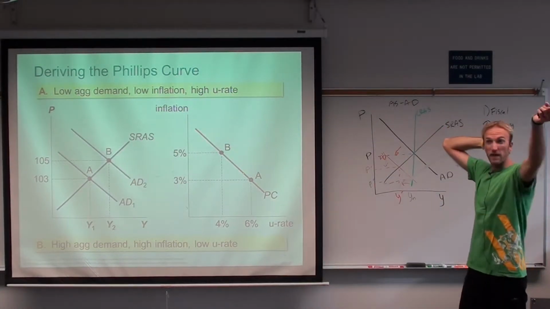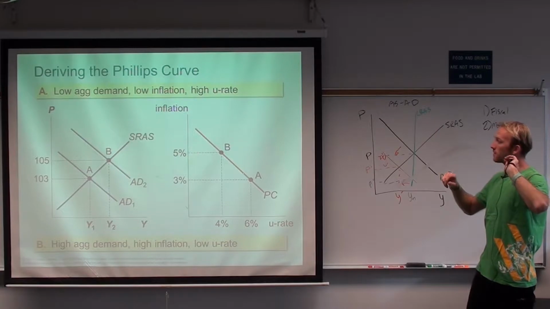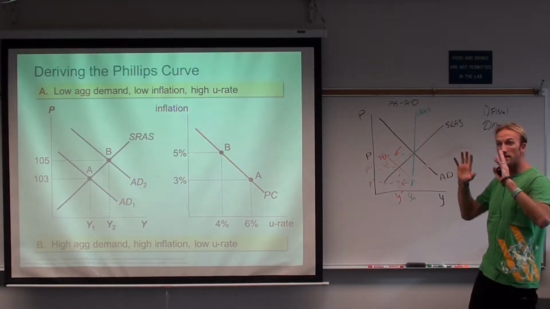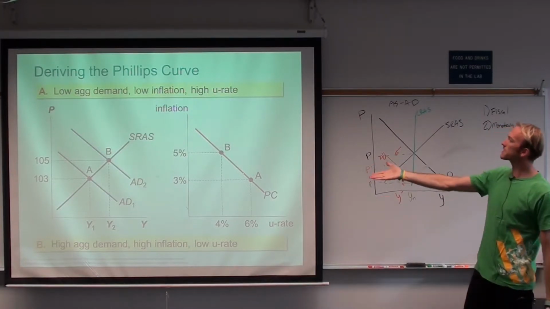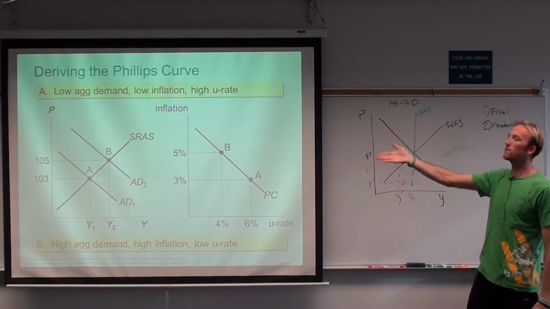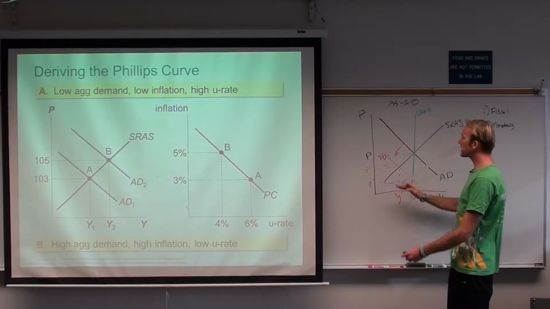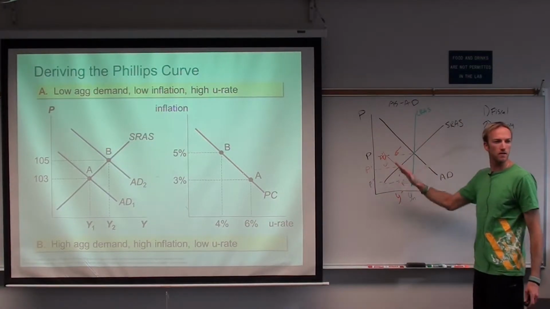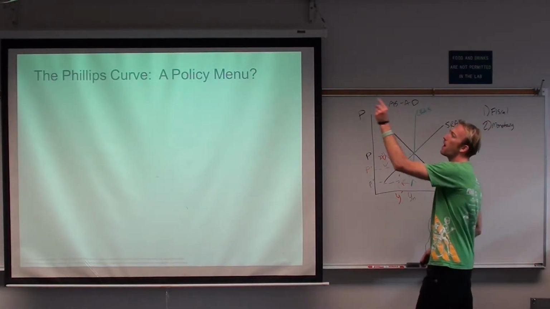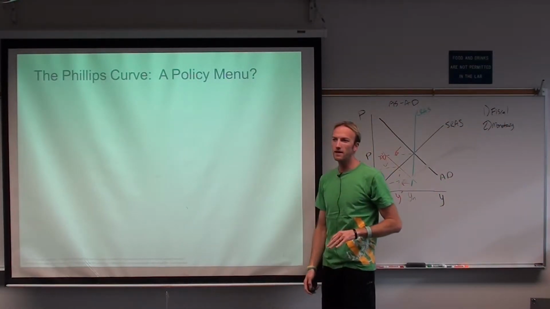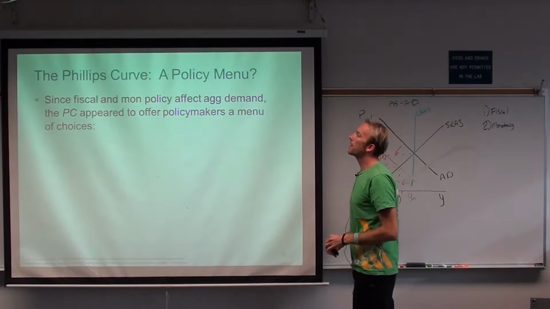So Phillips, Samuelson, Robert Solow, these guys looked at this, and they're like, oh, well, this is convenient. We can slide anywhere we want along here. And how do we slide along there? We can pump up the AD curve, up or down. We have a choice. And so they're like, oh, this is a policy menu, they called it. I have a menu.